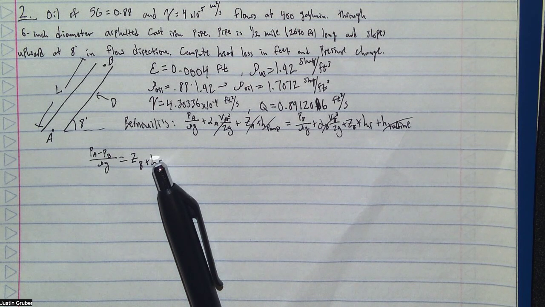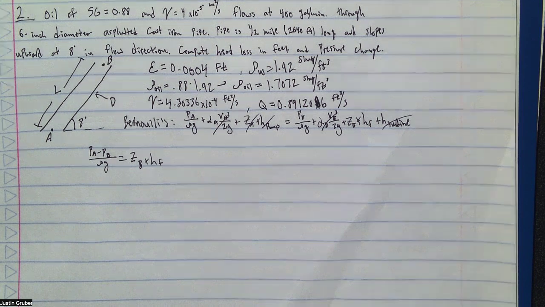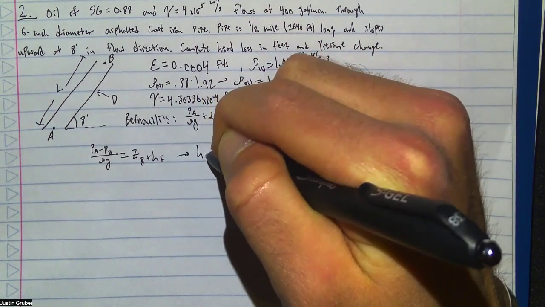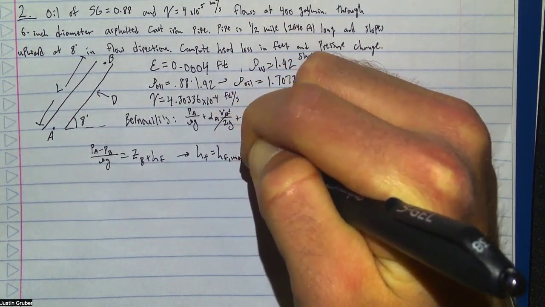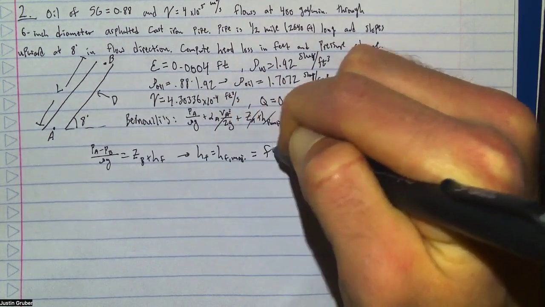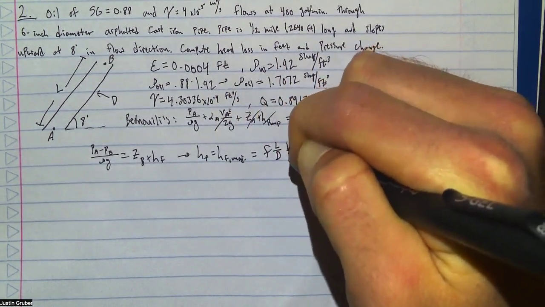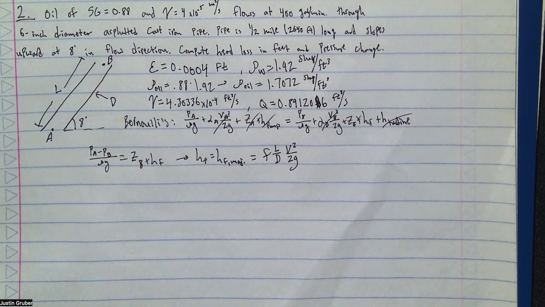Okay, and so now we don't care about any minor losses. There's no bends, there's no twists, there's nothing like that, no expansions. So HF is simply HF major, which is F L over D times V squared over 2G. So you go, okay, so let's find our velocity first.